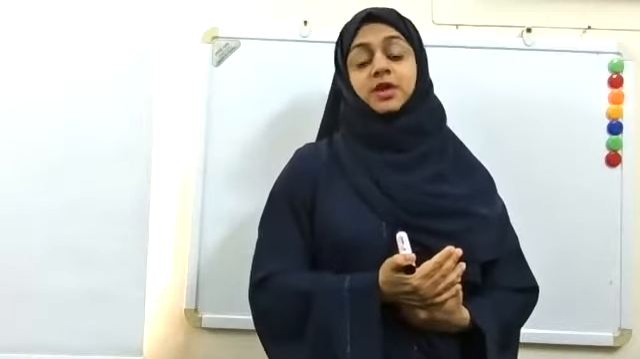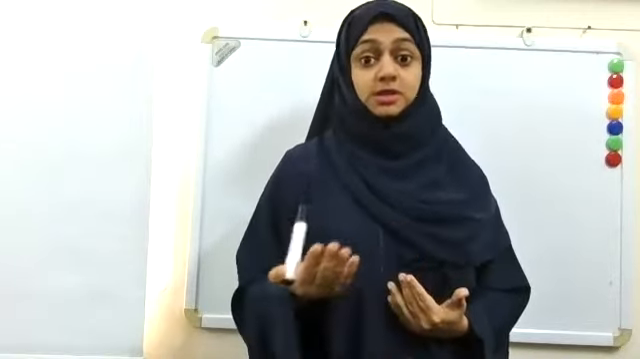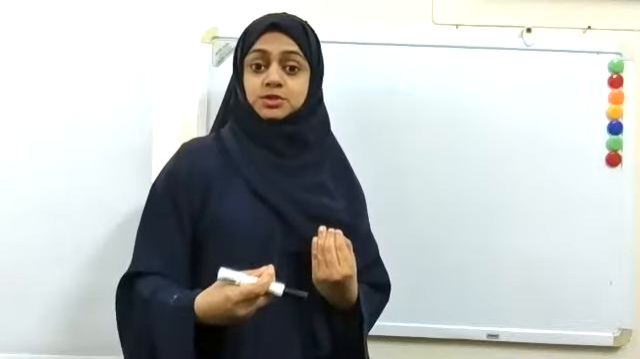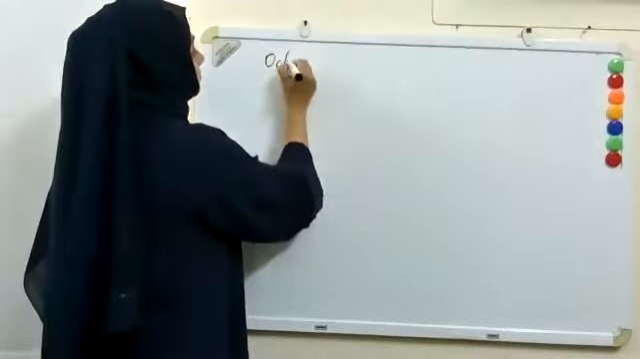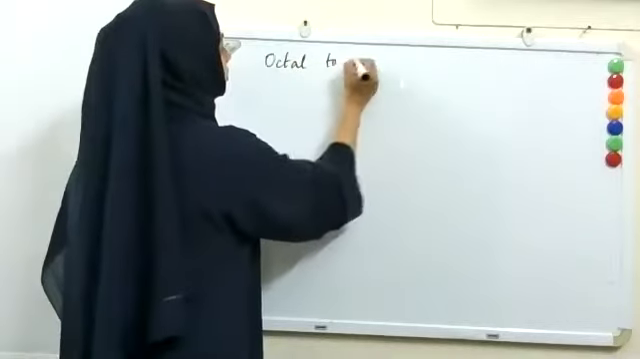So in the last class we discussed what the octal number system is. What is the base for the octal number system? 8. So 8 digits will be used to express the numbers. So let us see how we can convert octal numbers to decimal.